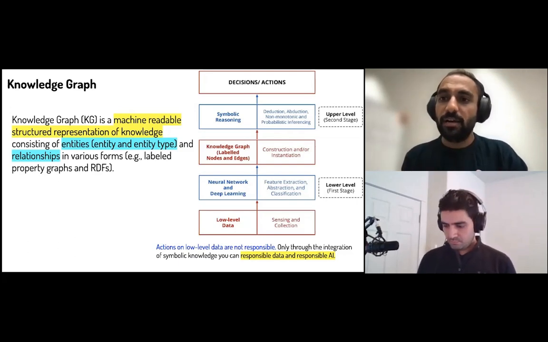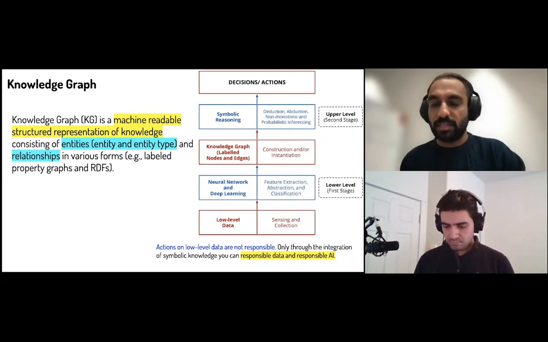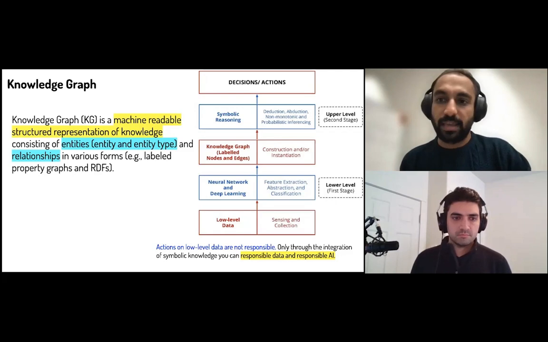Now your data is no longer irresponsible, but rather responsible data, because it has been matched with the knowledge graph which has been constructed by an expert. And this forms a new paradigm which I have seen people talking about in various conferences, called responsible AI.